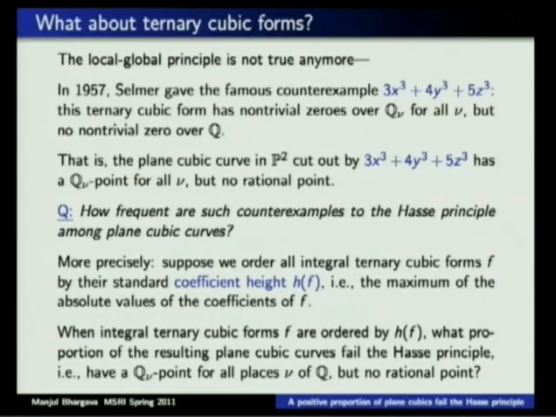Some of these plane cubic curves will be degenerate and won't really give a plane cubic curve. For example, the 0 ternary cubic won't really give a curve, but those things are rare. So we throw out all those things. They have 0 density anyway. So you order all ternary cubic forms by coefficient height, throw out the degenerate ones, and then for the resulting plane cubic curves, you ask how often they fail the Hasse principle. They have a point locally, but not globally.